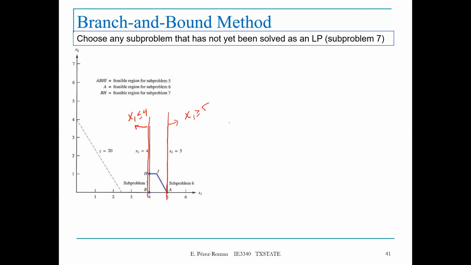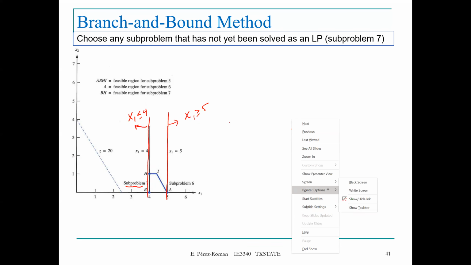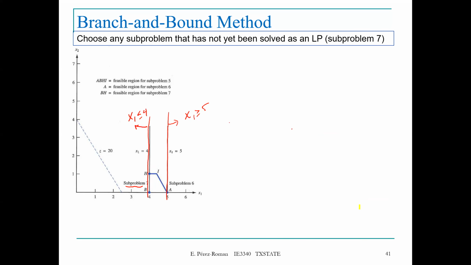We choose any subproblem that has not yet been solved as an LP. At this point, we are solving subproblem 7. Subproblem 7, with that additional constraint, is limiting our feasible region to just this line.